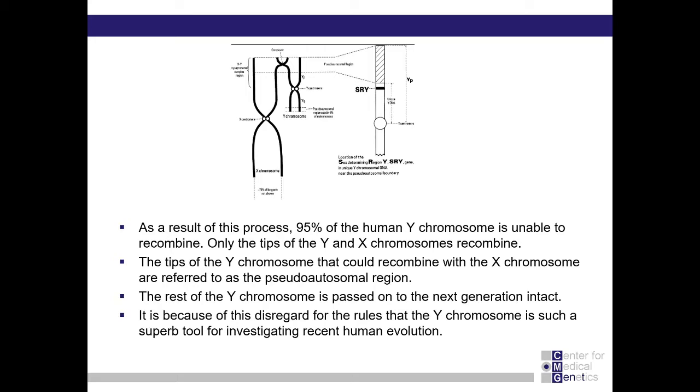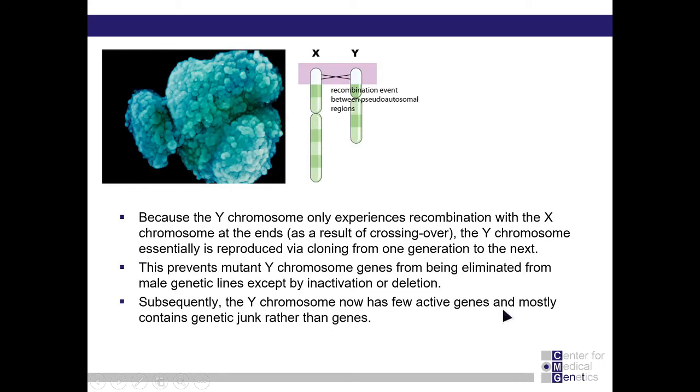It is because of this disregard of the rules that the Y chromosome is such a superb tool for investigating recent human evolution. Because the Y chromosome only experiences recombination with the X chromosome at the ends, as the crossing over, the Y chromosome essentially is reproduced by cloning from one generation to the next. This prevents the mutant Y chromosome genes from being eliminated from the male genetic line except by inactivation or deletion. Consequently, the Y chromosome now has few active genes and mostly contains genetic junk rather than genes.